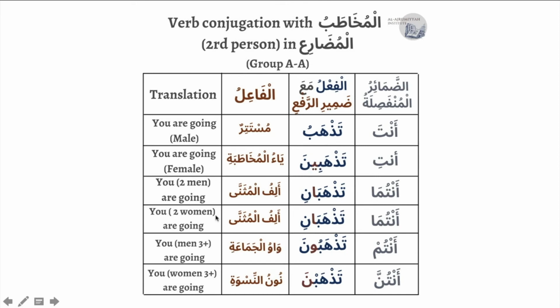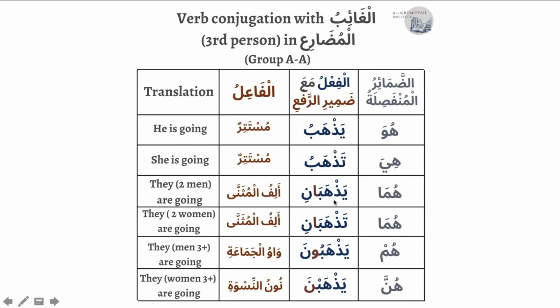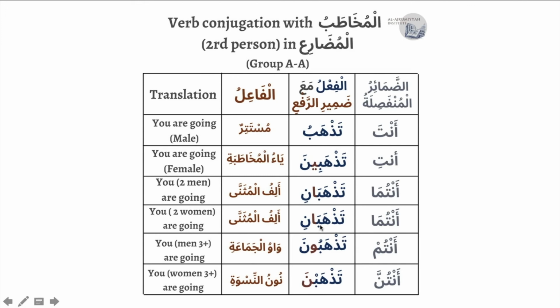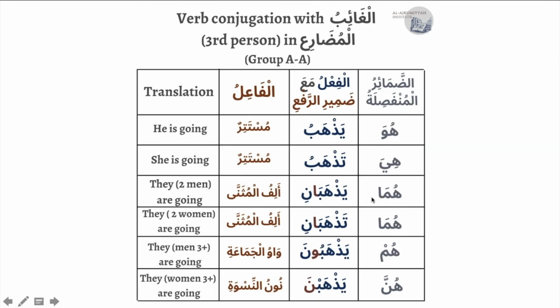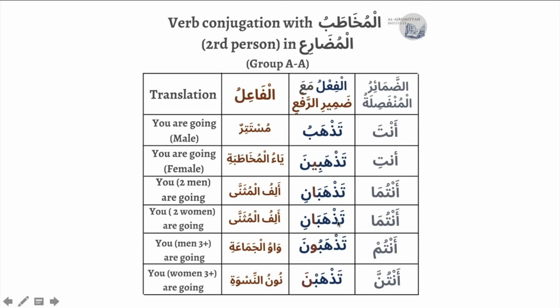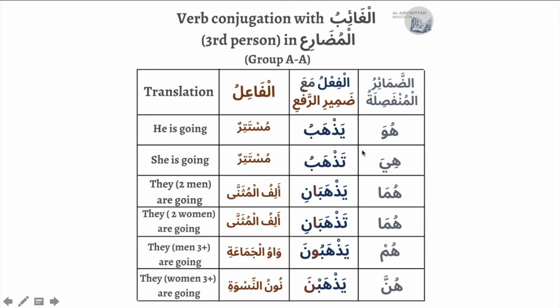You 2 men are going and you 2 women are going take the exact same form. I don't differentiate between the 2 genders, unlike in the third person, where yadhabani was masculine and tadhabani was feminine. Here there's no difference. Tadhabani, tadhabani. And again, the context is going to let me know whether when I say tadhabani it means antuma, you 2, or whether it means they 2 feminine. So the context is also going to let me know whether tadhabani means they 2 are going, third person huma, or antuma. Just like for anta and hiya.